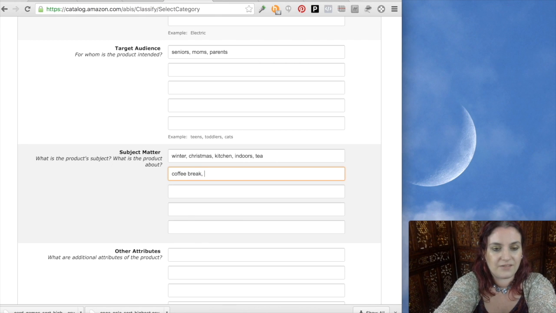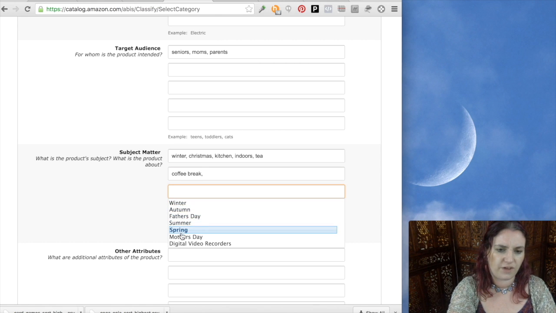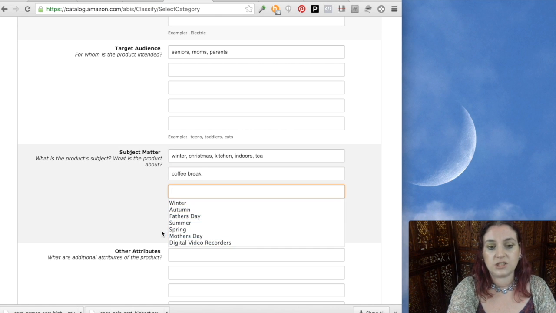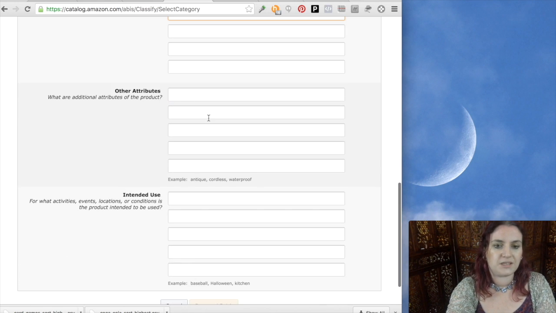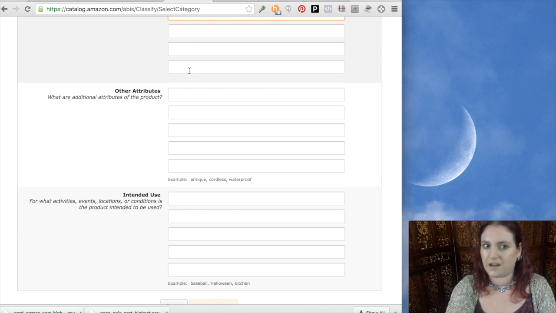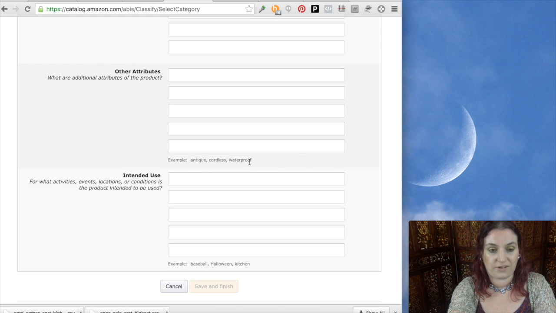I love how it always comes up with digital video recorders. It's so random. Winter, autumn, Father's Day, Mother's Day, digital video recorders. Okay, Amazon, thank you for that. Other attributes, that's kind of a tricky one. I feel that other attributes is already covered in pretty much all the other fields, but it gives you these very random suggestions. Antique, cordless, waterproof.